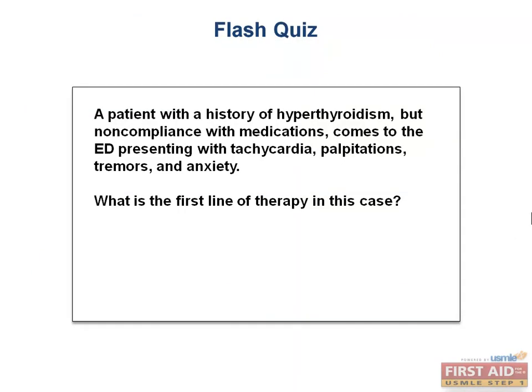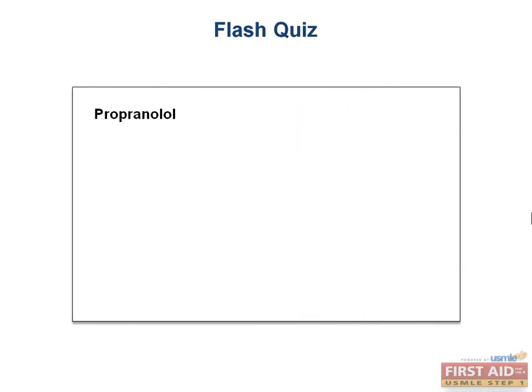Okay, time for another flash quiz. A patient with a history of hyperthyroidism but non-compliance with medications comes to the ED presenting with tachycardia, palpitations, tremors, and anxiety. What is the first-line therapy in this case? Propranolol is the answer here.